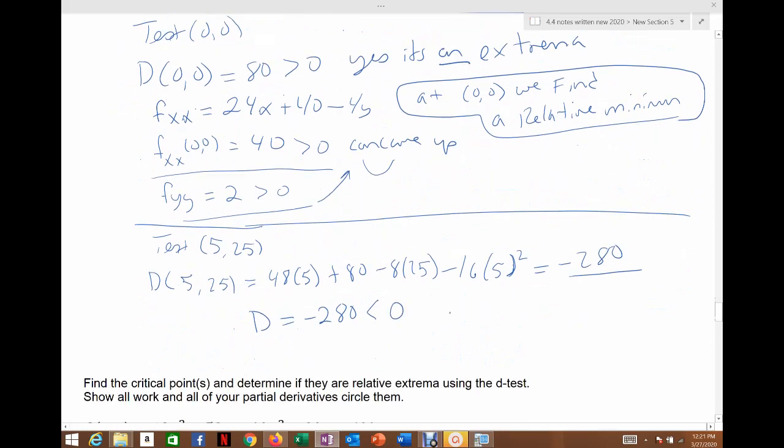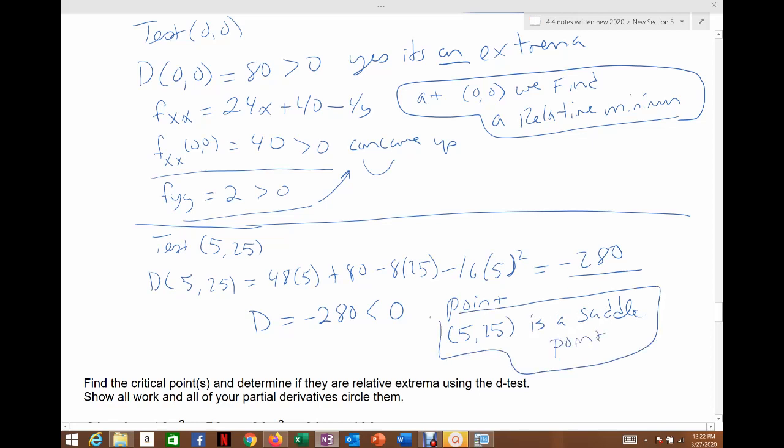That means the point 5, 25 is a critical point, but it's a saddle point. It's a stopping point, but it is neither a max nor a min. It's that saddle shape, which is why we call it a saddle point, because it's descriptive of what the shape is. So that finishes up there.